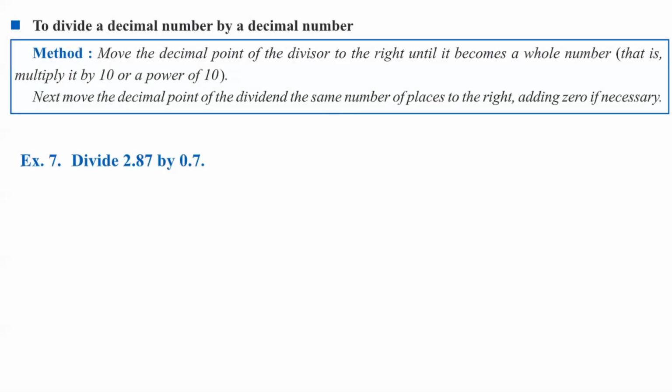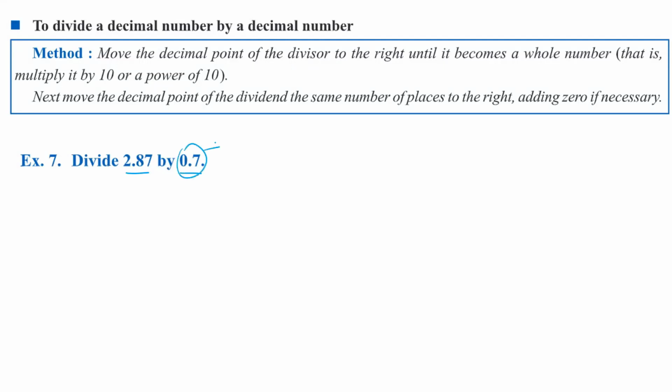Divide 2.87 by 0.7. So here, we need to divide one decimal number by another decimal number. See here in this question, there are two decimal numbers given and both have a decimal point.